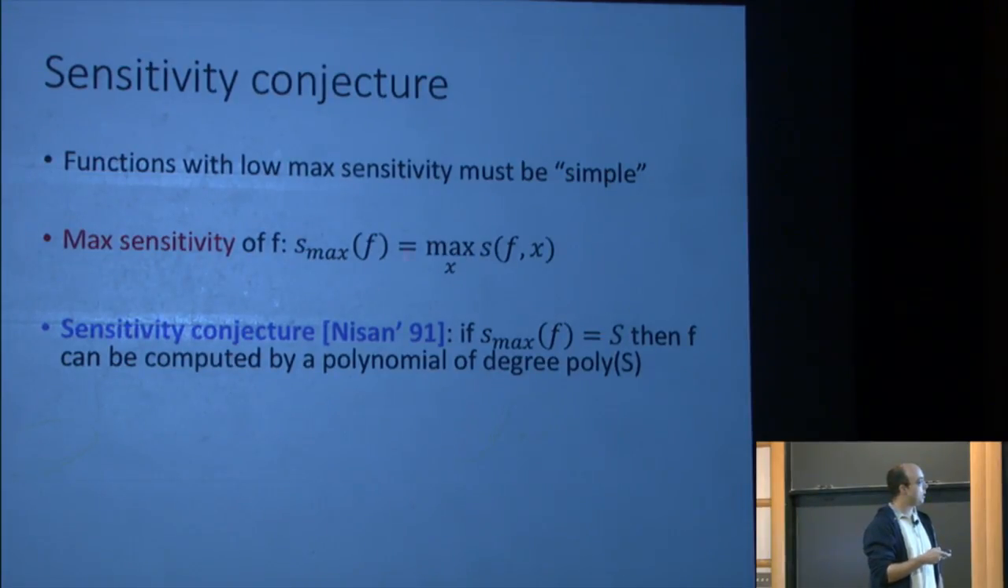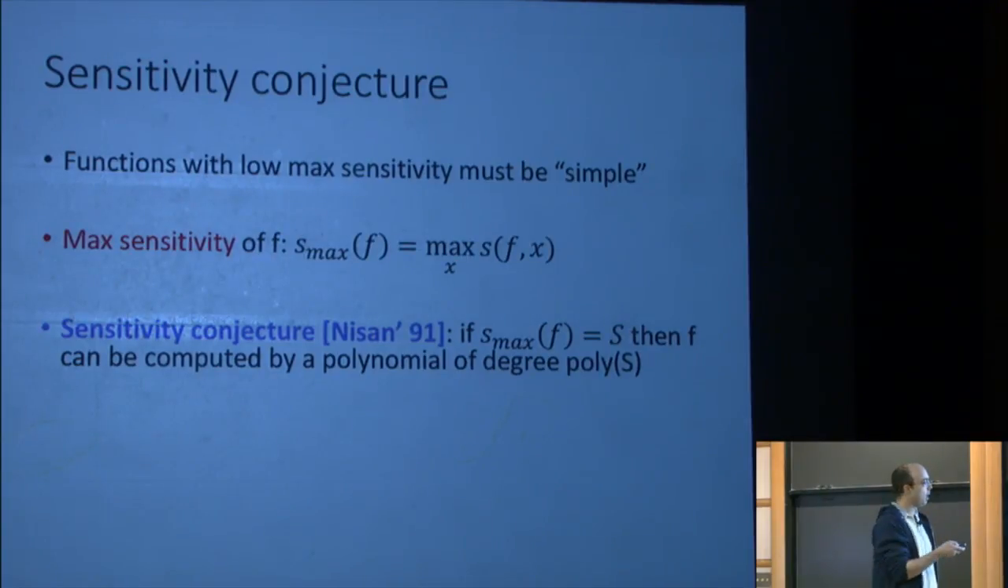Max sensitivity is just looking at all nodes and asking which one has the largest possible sensitivity, the largest possible number of neighbors of different value. And this conjecture, I think first put in this paper of Noam Nisan, is that if the maximal sensitivity is s, then all these other properties of Boolean functions, like for example its degree as a real polynomial, are also polynomial in s. So they're not much bigger than that. Okay?